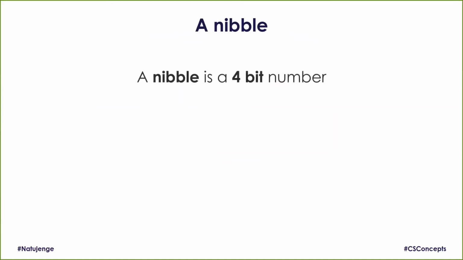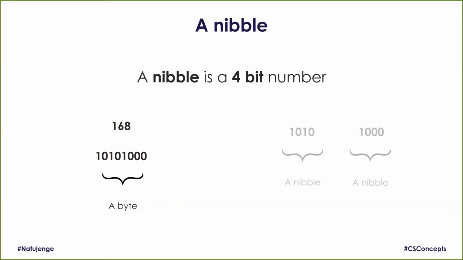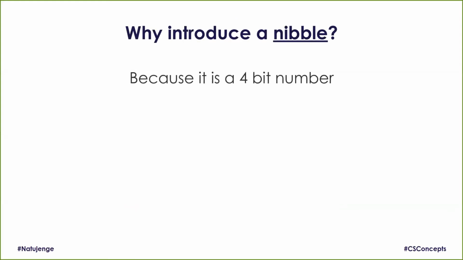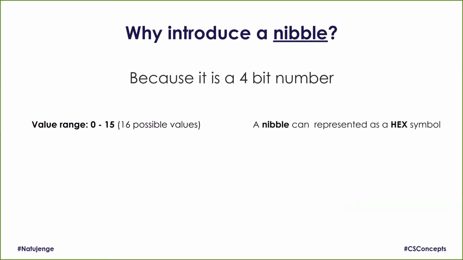A nibble is a 4-bit number. So if I take 168 as a decimal number and I convert it into binary, I get 1010 1000. If I break this into 2 equal numbers of bits, I have 1010 and 1000. Those are 2 nibbles. Why introduce a nibble? The answer is that it's a 4-bit number. So we know that for a 4-bit number, the value range is from 0 to 15. This is from a previous episode that I believe you've watched: 16 possible values. We also know something quite interesting, that a nibble taking 0 to 15 values can actually be represented as a hex symbol, because we also know that in hex we have 16 symbols, 0 to F.